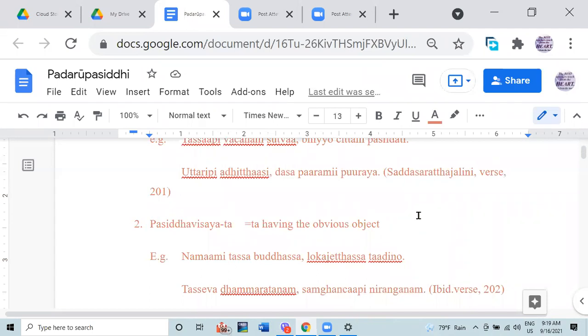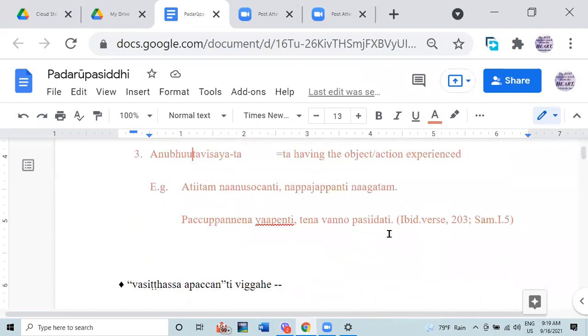Any question? In the third case, Anubuddha Visaya, as in that example, in that verse, the word yena should be implicitly understood, right? Yeah, you can say so also. It's called niyama. So we should have yena atita, yena, and so on, right?